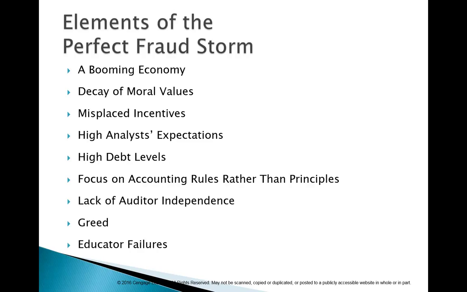There was a bubble of a booming economy related to high-tech stocks. There's a perception that there was a decay in moral values. That can be argued. The book cites statistics about cheating and other things that appear to have gone up. So it's possible that people became less ethical over time, but I think that's a little bit debatable. I think it was a factor of other things.